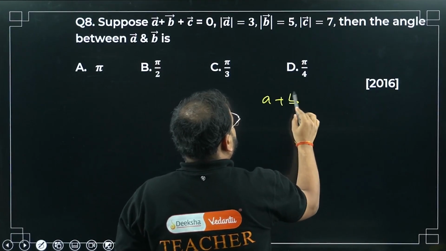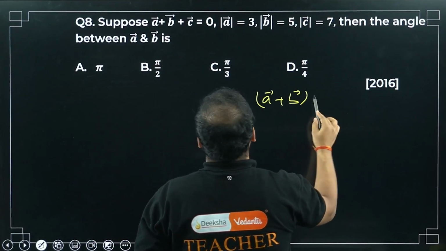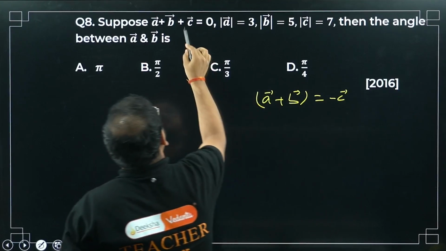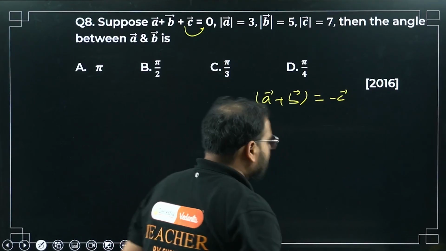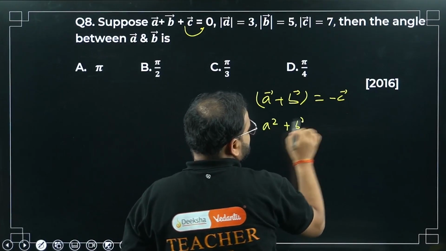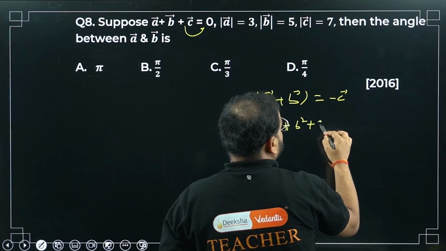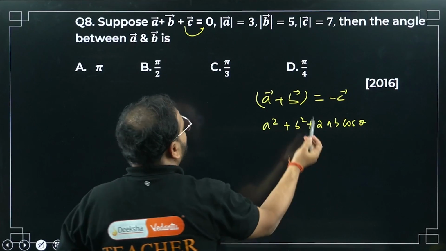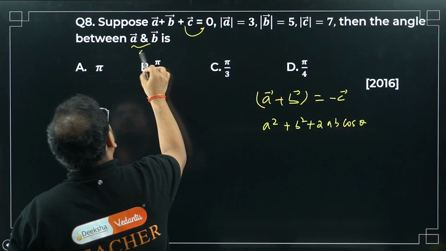A plus B, I can write it as vector C, right? Sorry, minus vector C. Move this C on this side. So minus vector C. Now whole square. So I get A square plus B square plus 2AB cos theta. And now what is this angle theta going to be? Angle between A and B only.